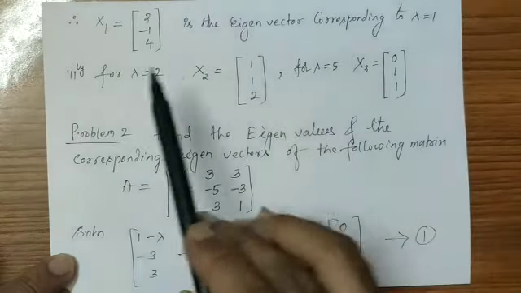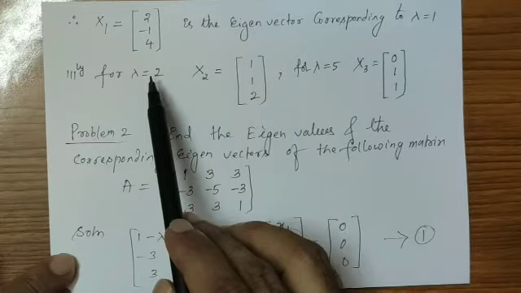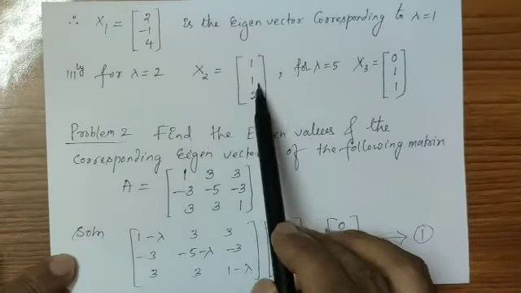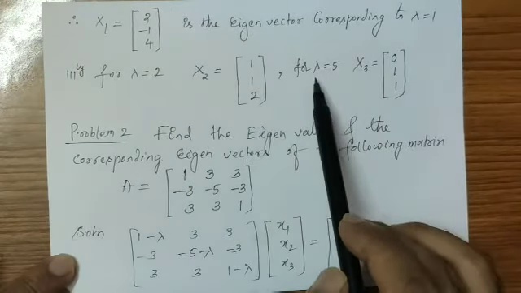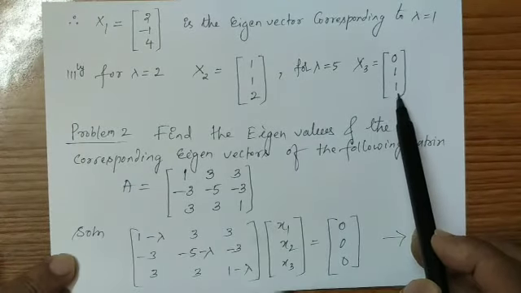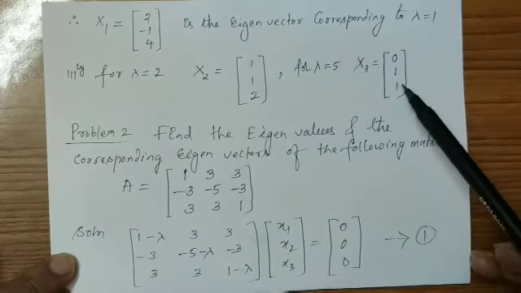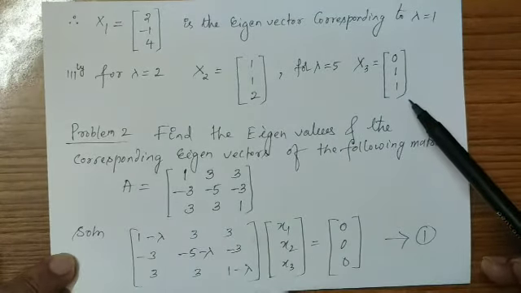Now if you follow the same procedure for lambda equal to 2, you will find x2 which is equal to 1, 1, 2. Similarly for lambda equal to 5, you will find the vector x3 is equal to 0, 0, 1. So therefore 2 minus 1, 4, 1, 1, 2, 0, 0, 1 are the eigenvectors.